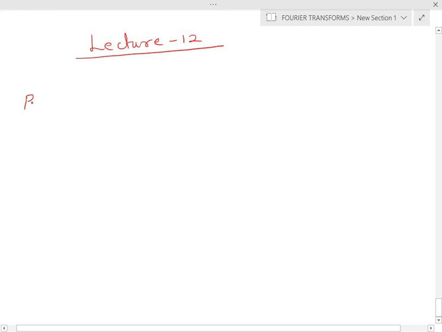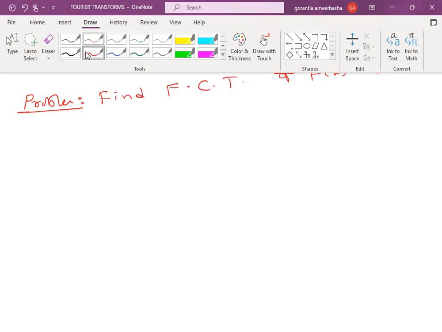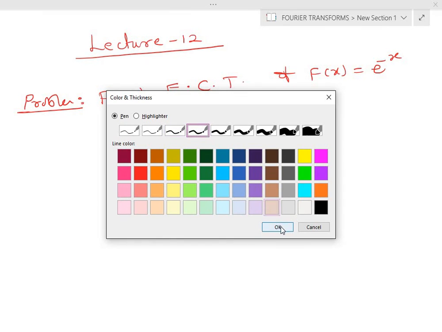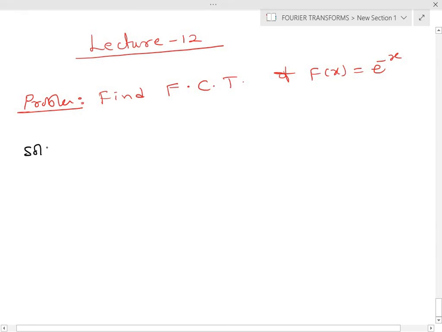So let us have another problem. Find the Fourier cosine transformation of f of x is equal to e power minus x. We need to solve for the Fourier cosine transformation of f of x is equal to e power minus x.